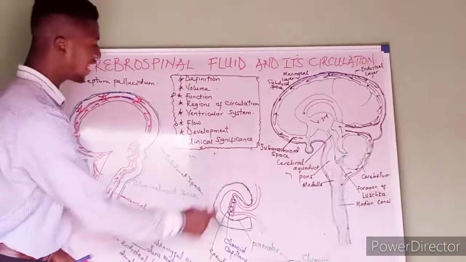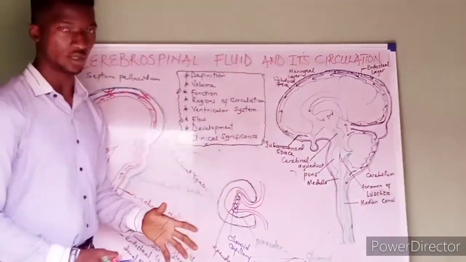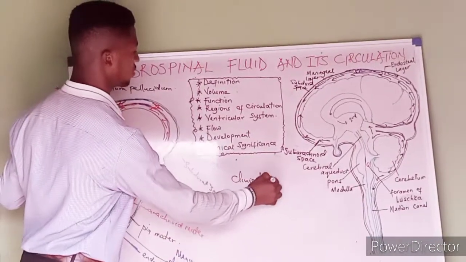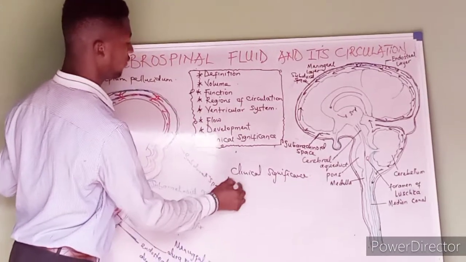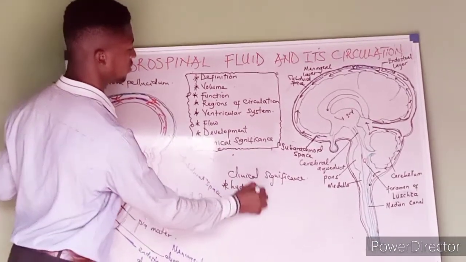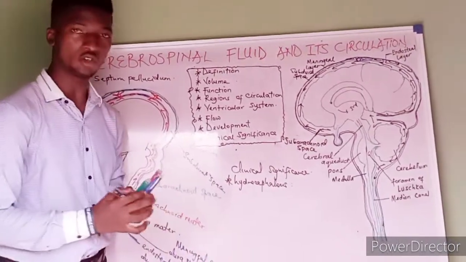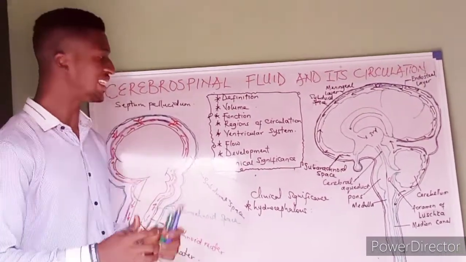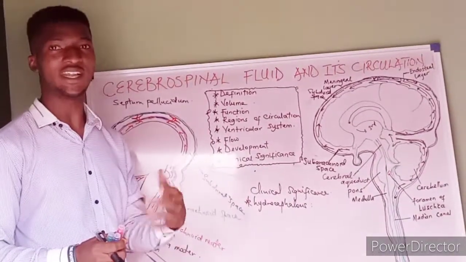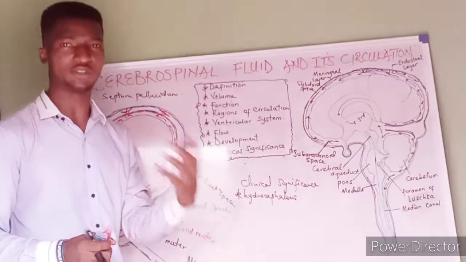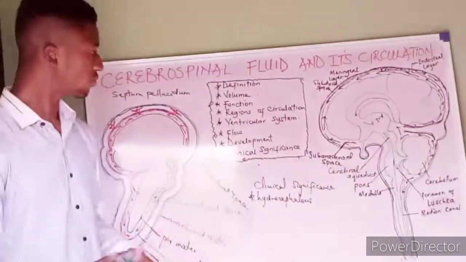Now we have the clinical significance. What is the clinical significance of cerebrospinal fluid? We start with the first one, hydrocephalus. What is hydrocephalus? This is the accumulation of cerebrospinal fluid in the ventricular system, which may be due to either injury, congenital disease, or blockage.